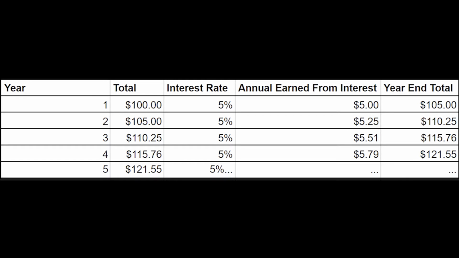So at the end of that first year, you will have earned $5 in interest, and you get that from $100 times 5%. And so your total at the year end is $105.